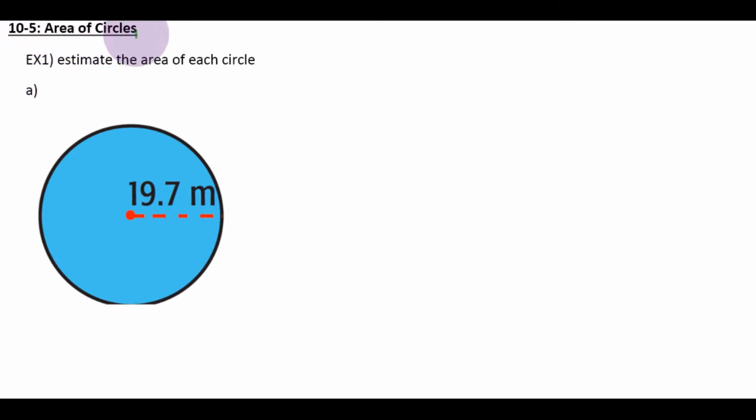Today we're going to look at the area of circles. In this first example, we're asked to estimate the area of each circle. Since we're dealing with area and we know our shape's a circle, our first step whenever dealing with area is to always write down the formula for our shape. Since it's a circle, we're going to write down the formula for the area of a circle. The area of a circle is equivalent to pi r squared.